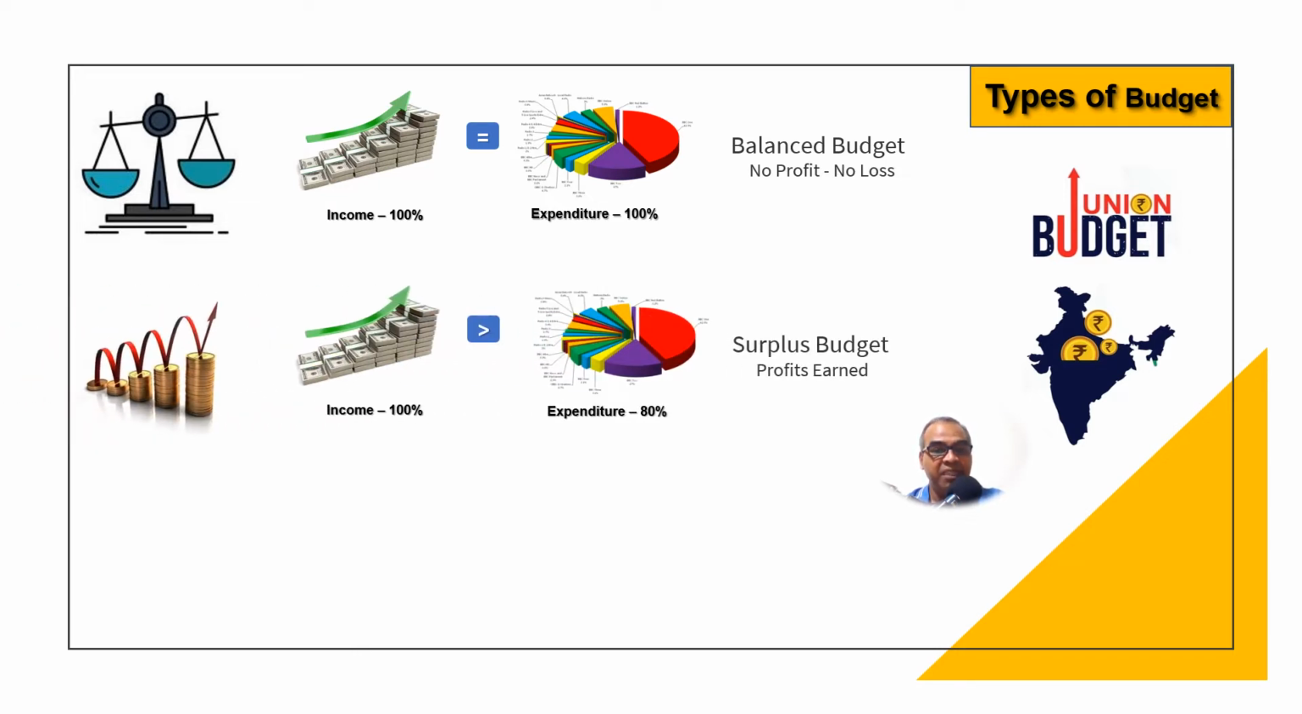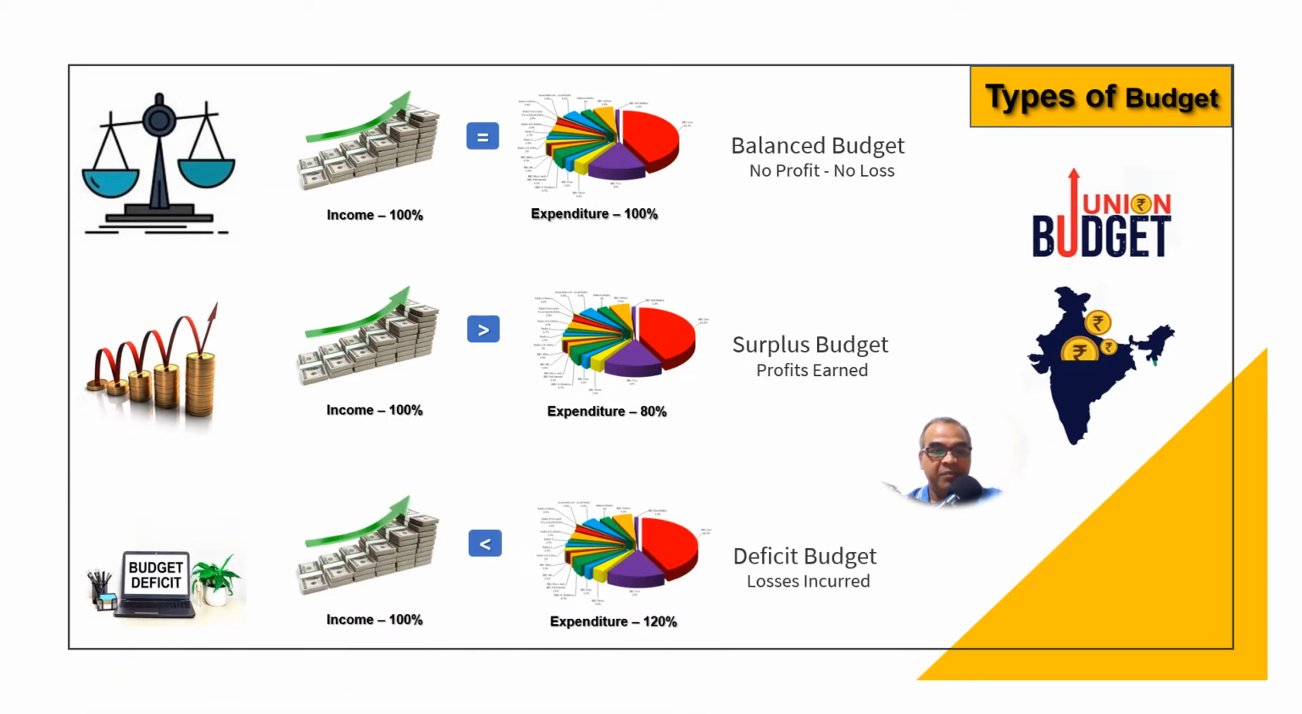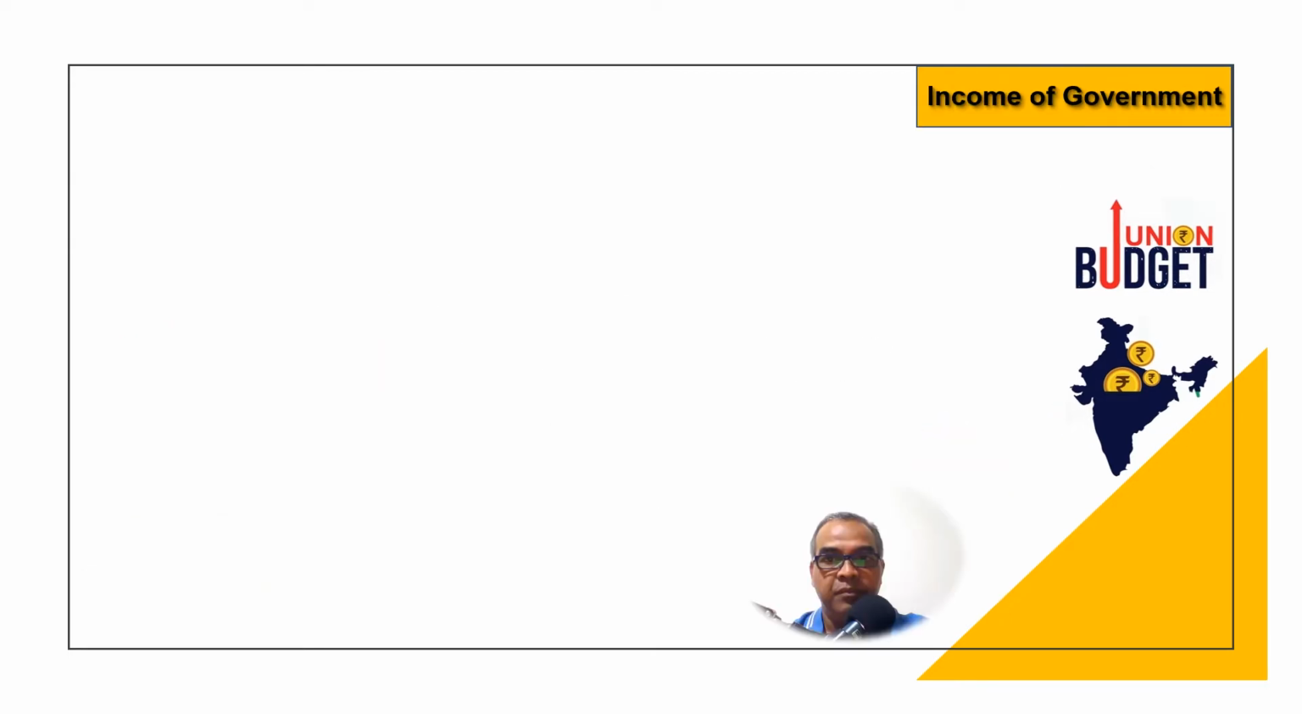The second type of budget is a surplus budget, where we have income. Let's say you have got 100 rupees, but you are able to spend only 80 and save 20. That means a budget in which the income is greater than the expenditure is called a surplus budget, where profits are earned. And the third type of budget is the deficit budget, where income is less than the expenditure, and when we incur losses, it is called a deficit budget. So these were the three types of budget.